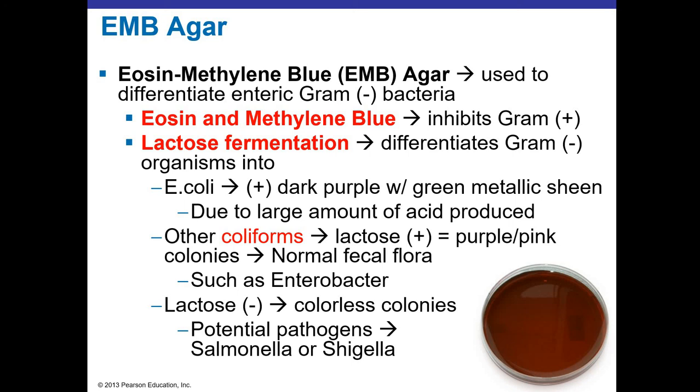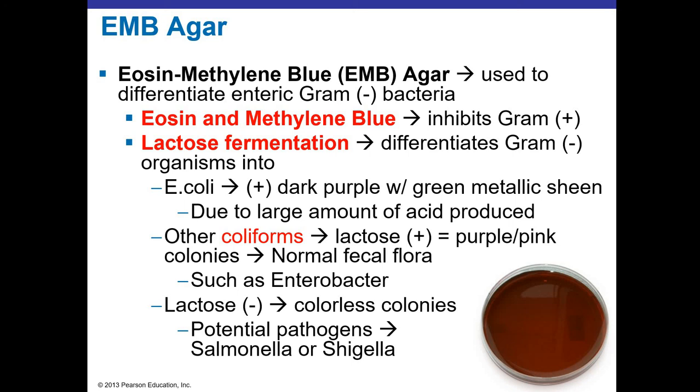EMB, or eosin methylene blue, is the same principle. So the eosin and methylene blue are the selective agents that are going to inhibit the gram-positives. They're just basic dyes. And then we're going to look for, again, those organisms that can ferment lactose. So it's going to differentiate the gram-negatives that are on there. So in this case, on this kind of brownish purplish agar, E. coli, which is positive, is going to be a dark purple. But again, because it produces so much acid, it also gets this really pretty green metallic sheen.